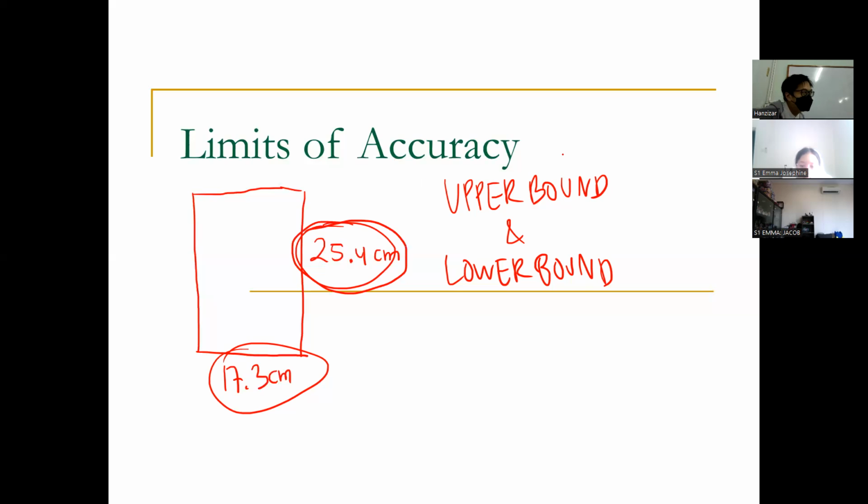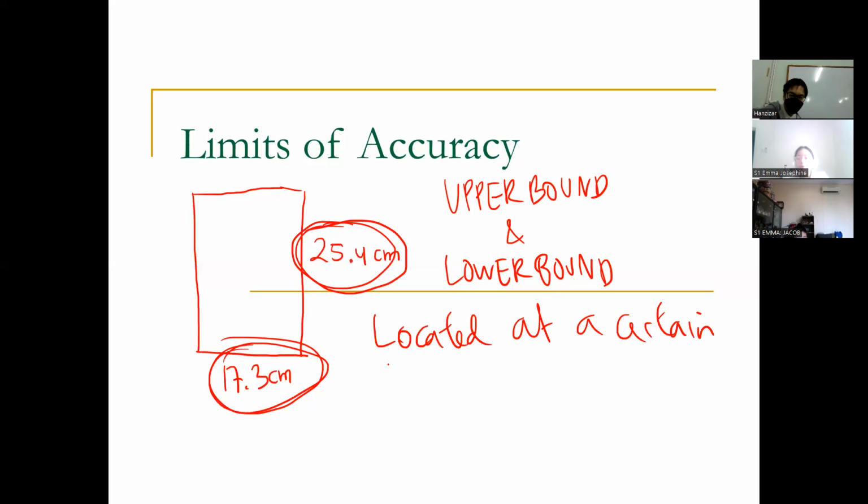So when we learn about the upper bound and lower bound, we have to know that 25.4 is located at a certain position. Not only 25.4, but also 17.3 as well. It is located within a certain range. Here we call it a range, the limitations. It can be more or less. It can be more than 25.4, it can be less than 25.4. It is called upper bound for the more, lower bound for the less.